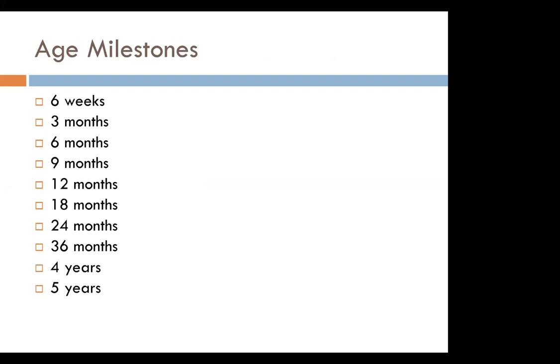So usually when we go by milestones, we go by certain ages: 6 weeks, 3 months, 6 months, 9 months, 12 months, 18 months, 24 months, 36 months, 4 years and 5 years, up to 5 years. If you want to remember stuff, the important ones would be between 6 weeks and 6 months, then 12 months, 18 months, 24, 36, and 4 and 5 years.